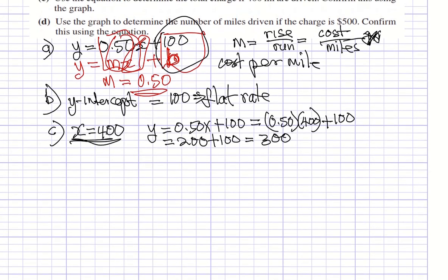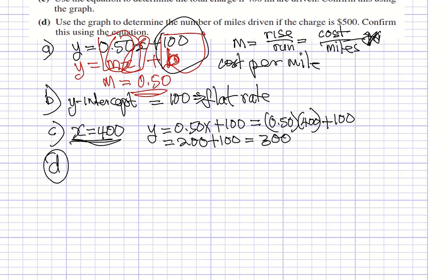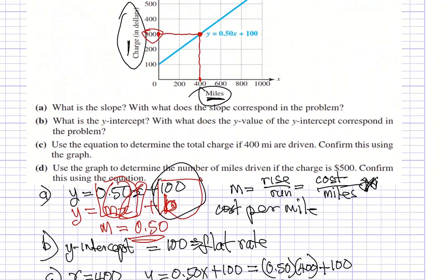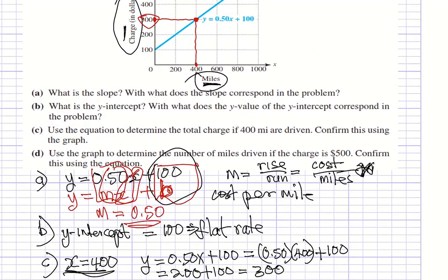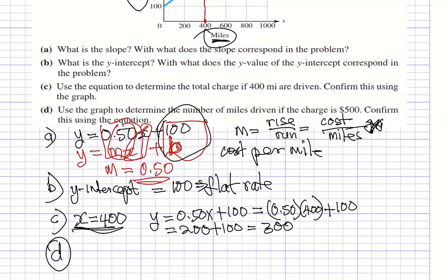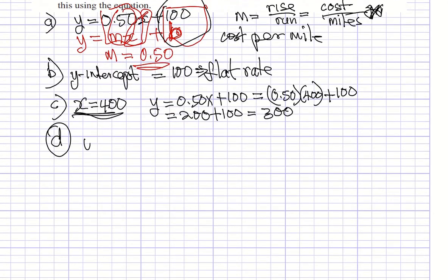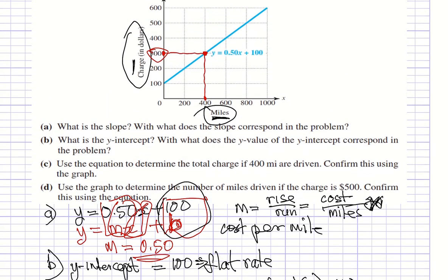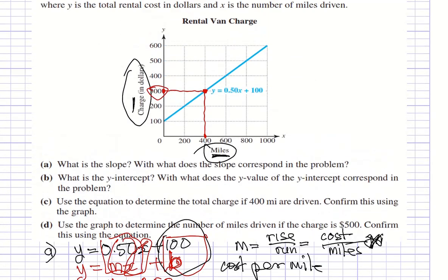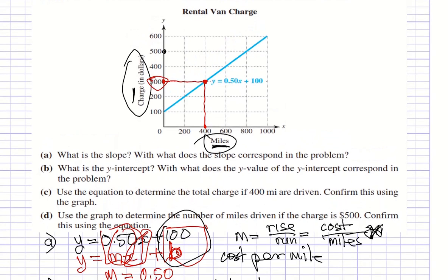Confirm with the equation. You basically go back and forth, using the graph, then the equation. Let's use the graph if the charge is 500. Charge, in other words, y is 500. That's all they're saying, because y is charge. If y is 500 in the graph, what is that right there?